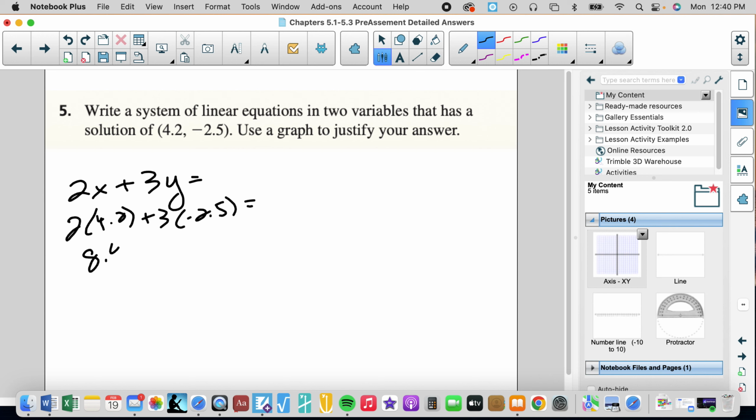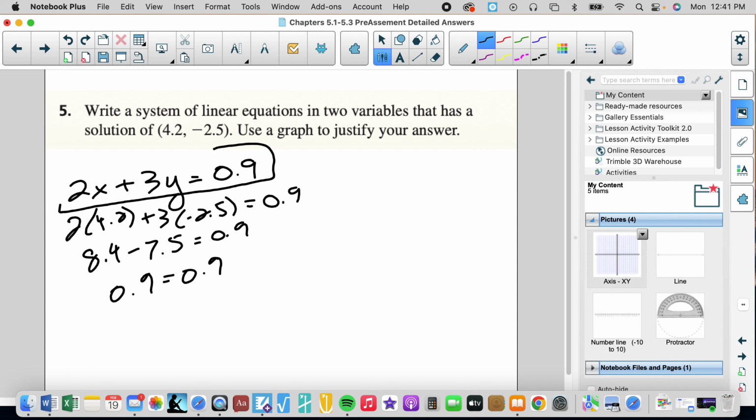So that's 8.4, that's -7.5. 8.4 minus 7.5 is 0.9. So I know that this equation is going to equal 0.9, or we can do 9/10. Doesn't matter. Well, let's do 0.9 because we have decimals. So that is one equation.